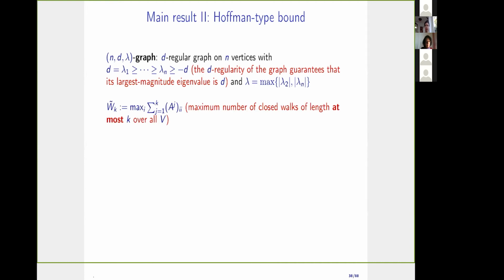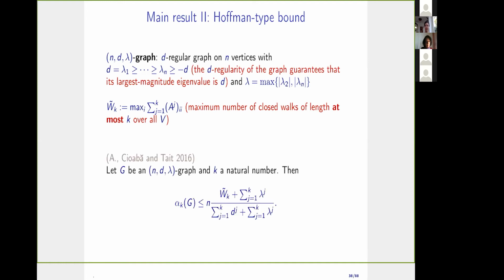So again, we need to redefine these parameters. Now it's slightly different because now we are considering the parameters W, but now we look at the maximum number of closed walks of length at most K, instead of exactly K, over all the vertices in the main diagonal. And then we were able to prove this type of Hoffman bound with Zhao and Tate. How do we prove it?